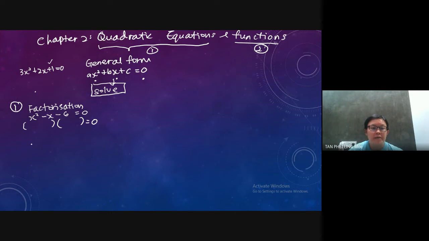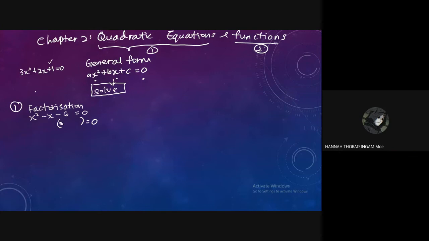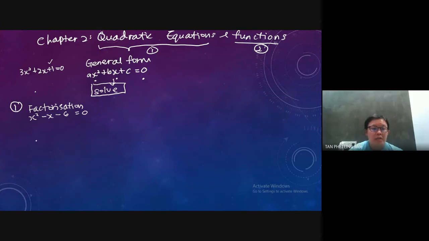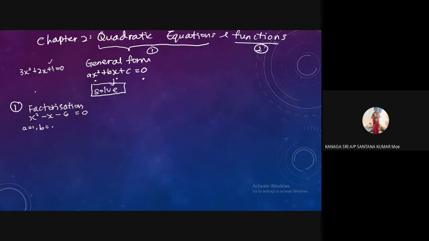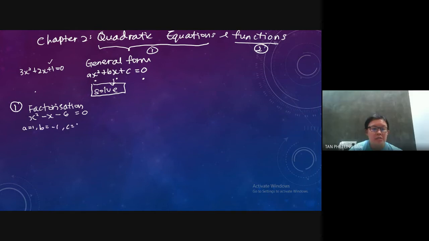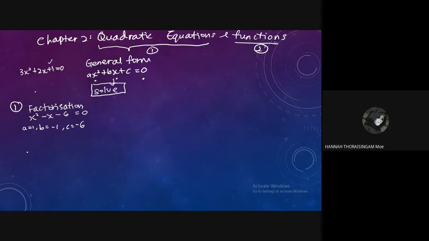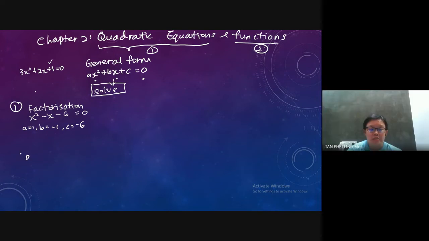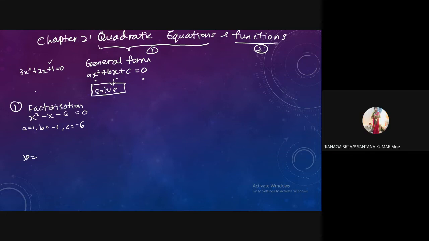What's your a here? One. My a is 1, and then my b is negative 1. Very good. c is negative 6. Calculator, please. What do you get? Your x is 3, and another one is negative 2. Yes.